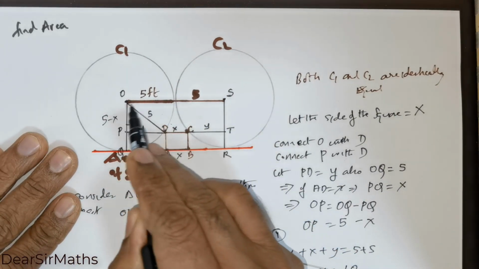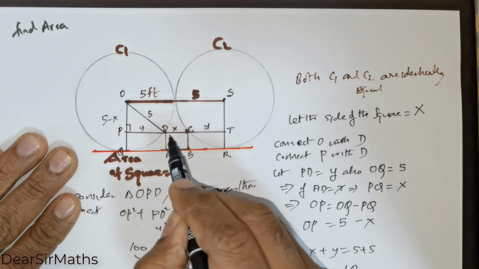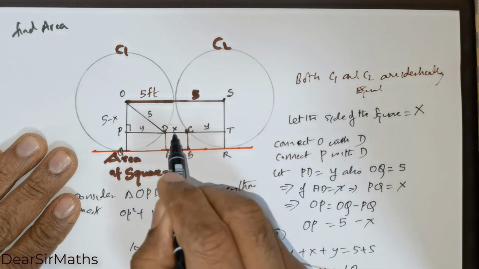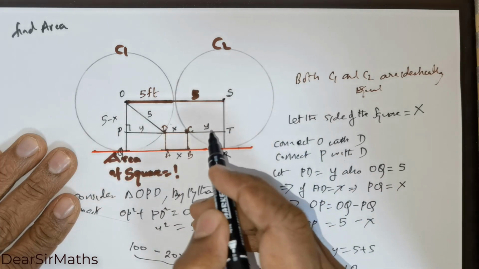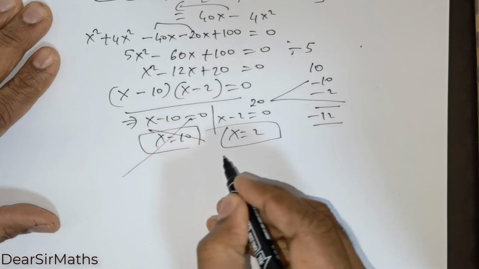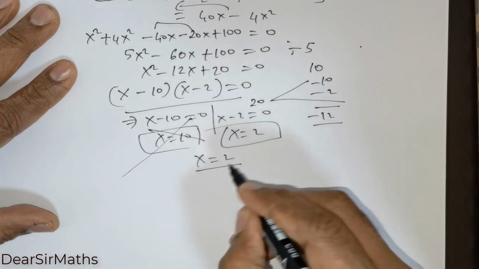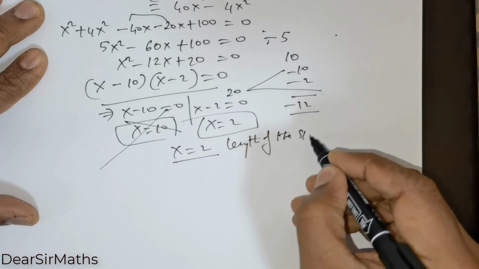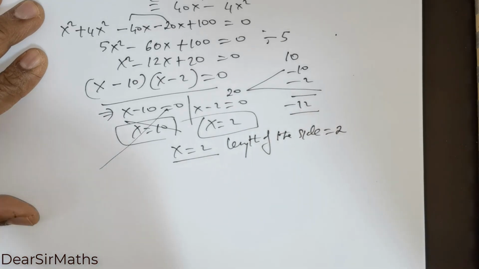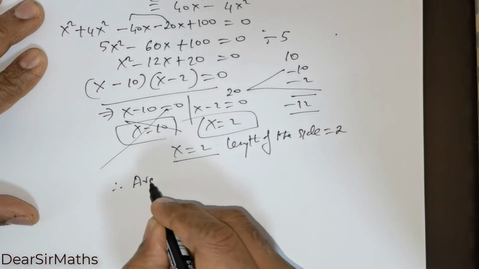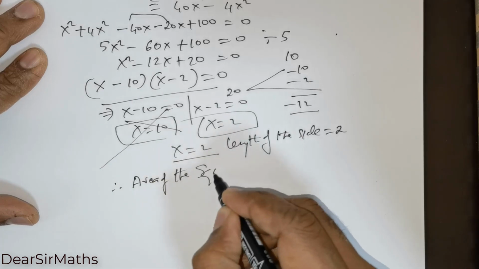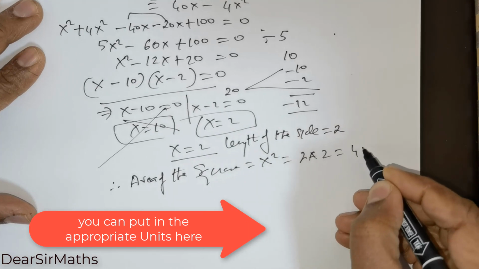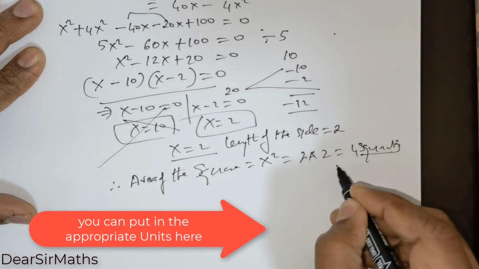Why? Because the radius itself is 5 units. So if x is equal to 10, how is it going to be accommodated inside? That's not going to be possible. So x is equal to 10 means this will stretch out, so this has to be dropped. So x is equal to 2 is the length of the side. So area is required. Therefore area of the square is x squared, 2 into 2 is equal to 4 square units. That is the area.